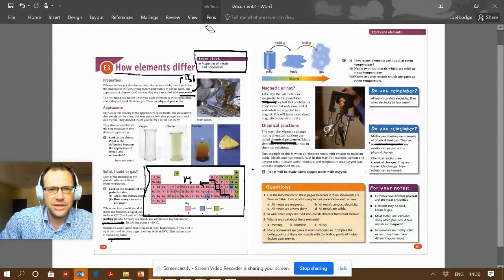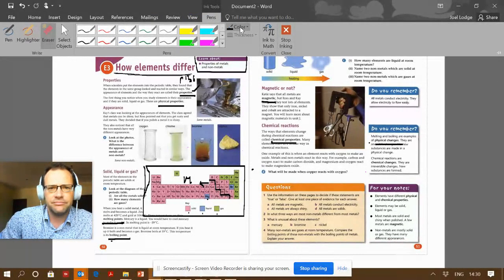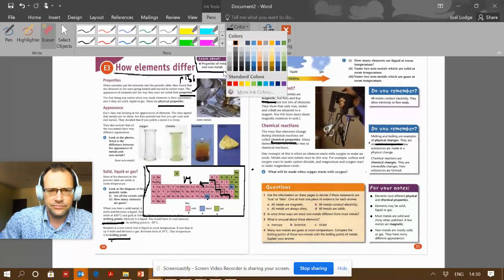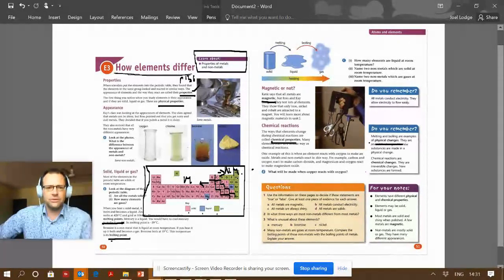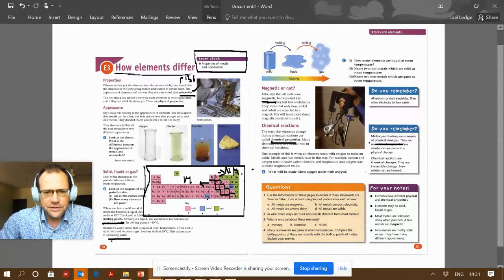Oh, I've just rubbed it out. Okay, let's start again. Fast forward if you want to. That's fine. Okay, so anything this way is a non-metal, I'll just put NM for non-metal. And you'll notice there's a few here. I'll just put a little spot on them.